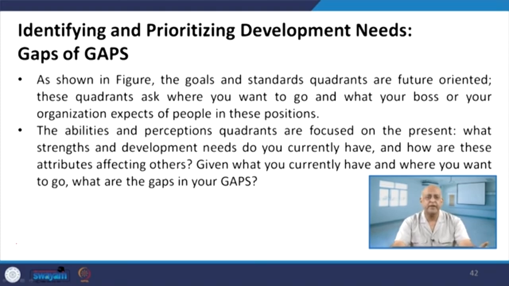And these goals may be to provide safety to the family, that may be the social support, that may be the economic support, right? And therefore, in that case, those abilities to develop, putting those standards and then helping the people, whether you are in the family or in the organization. So, these abilities and perception quadrants are focused on the present. And therefore, what is required for the future, and how are these attributes affecting others?